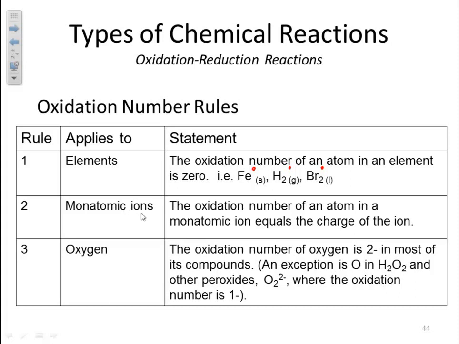Monatomic ions: the oxidation number of an atom in a monatomic ion equals the charge of the ion. That goes back to the periodic table when we said group 1 is a +1, group 2 is a +2, etc. Oxygen. The oxidation number of oxygen is 2- in most compounds. The exception is the peroxides, say H2O2. Basically you're looking at O2 with a 2-, so each oxygen is really a -1 charge in the peroxide.